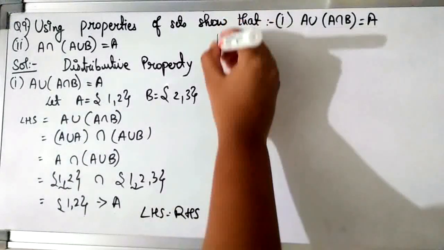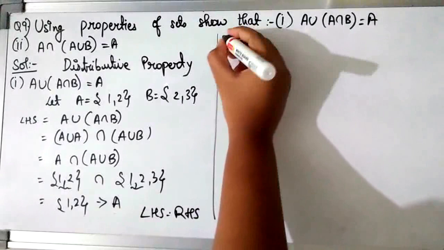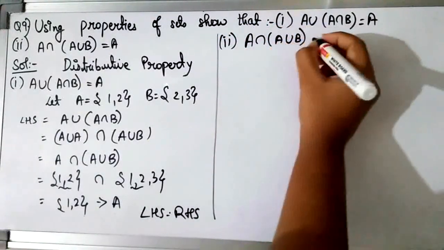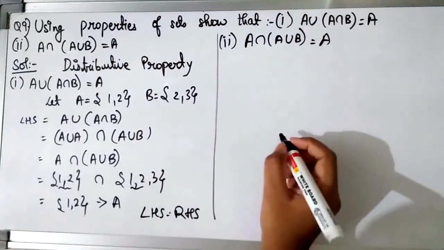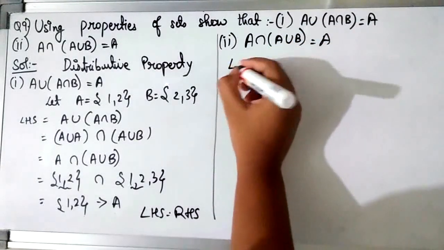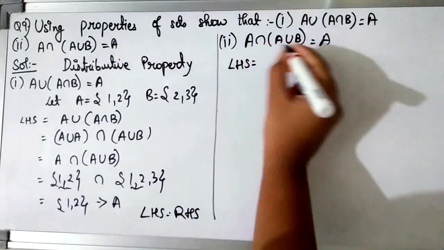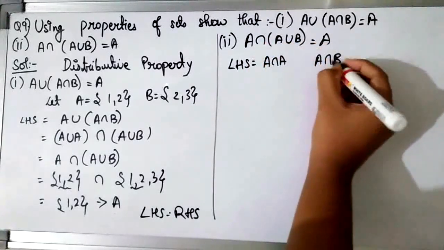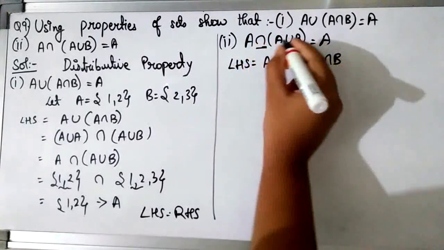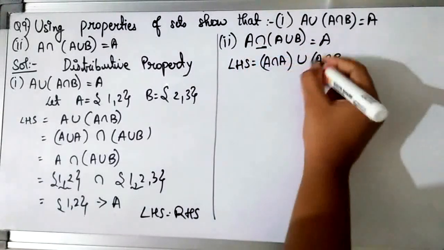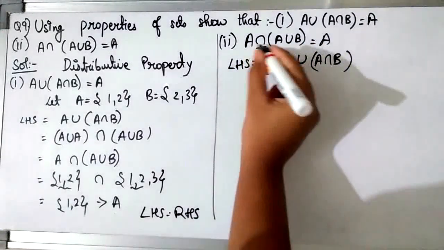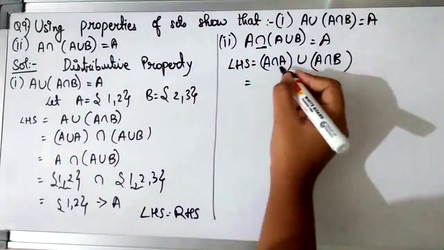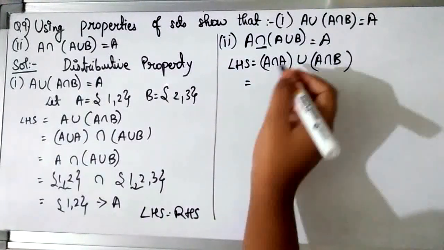Now let us see how to prove our second bit, A intersection A union B, which will be equal to A. Now again we are going to apply the distributive method, and it will become A intersection A, then it will become A intersection B, and in between will come your union sign. Now you have the same sets and they ask you to do the intersection. So the intersection also will be the set.